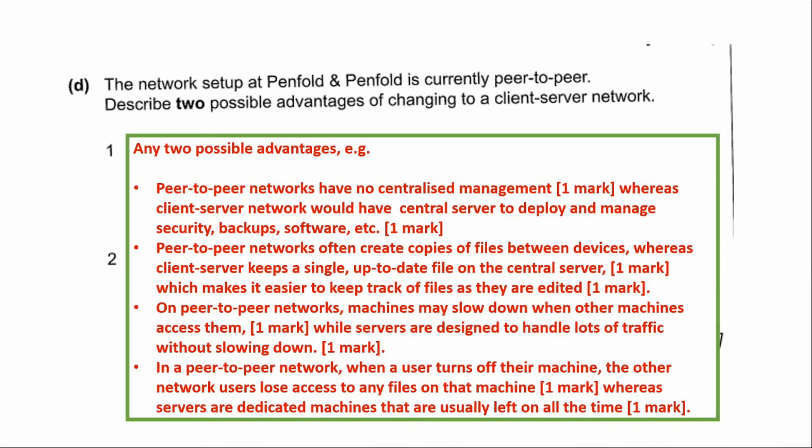Peer-to-peer networks often create copies of files between devices, whereas client-server keep a single up-to-date file on the central server, which makes it easy to keep track of files as they are edited. On peer-to-peer networks, machines may slow down when other machines access them, while servers are designed to handle lots of traffic without slowing down. In a peer-to-peer network, when a user turns off their machine, the other network users lose access to any files on that machine, whereas servers are dedicated machines that are usually left on all the time.